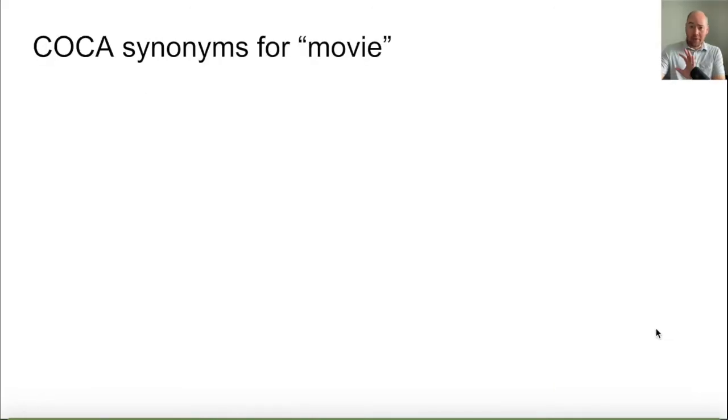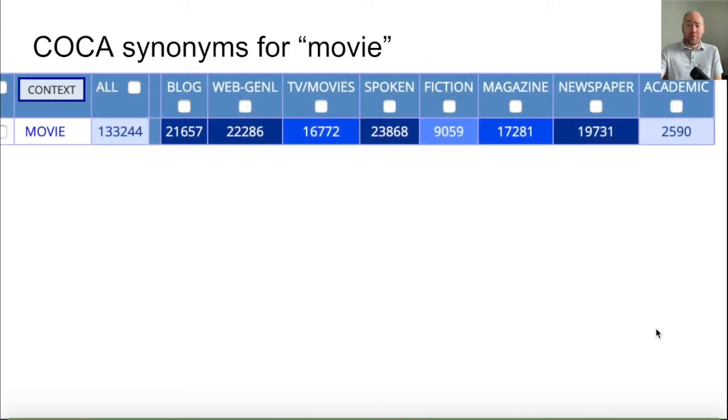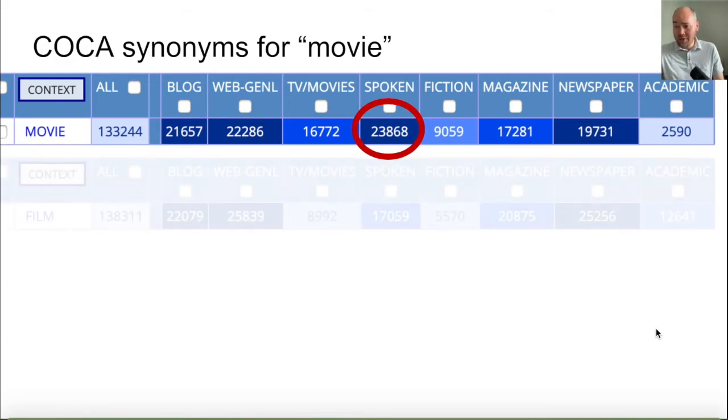I used COCA to look up a bunch of synonyms for the word movie. And let me show you where they usually are found. So the word movie itself usually occurs in spoken English and can occur in some other genres too. This is what the results screen of COCA looks like, by the way. Do you notice that the academic genre has about 1/10 as much of this word as the spoken genre? So this word is actually very common in spoken English, but not very common in academic English. And that tells us maybe we should also avoid using it in academic English.